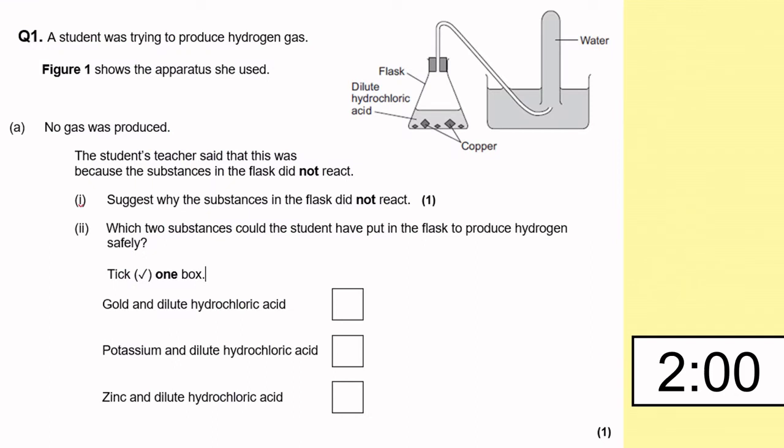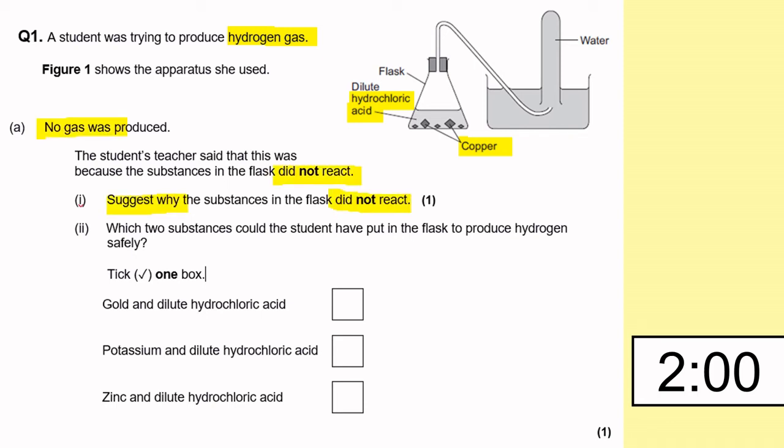Now, using that, we're going to have a go at answering an exam question. A student was trying to produce hydrogen gas, and figure 1 shows the apparatus she used. So she's got dilute hydrochloric acid and copper, and she's collecting gas using that delivery tube. No gas was produced. The teacher suggested that this was because the substances in the flask did not react. They want you to suggest why those substances did not react.